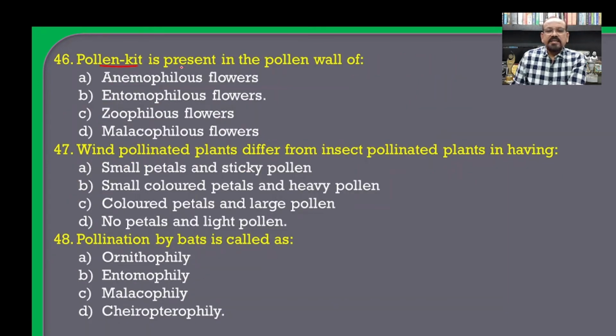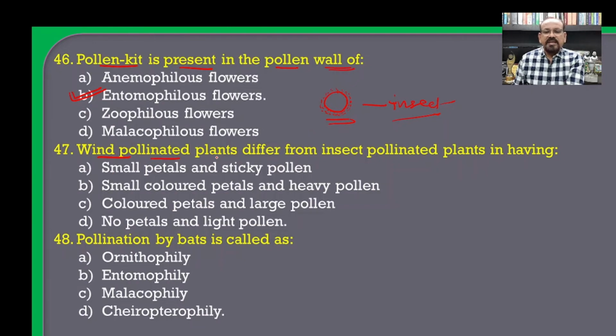The pollen kit is present in the pollen wall of... The pollen kit is an oily deposition present around the pollen grains which are transported with the help of insects, and hence such flowers which are pollinated with the help of insects are known as entomophilous flowers. It helps in attaching or sticking the pollen grain to the body of the insects.